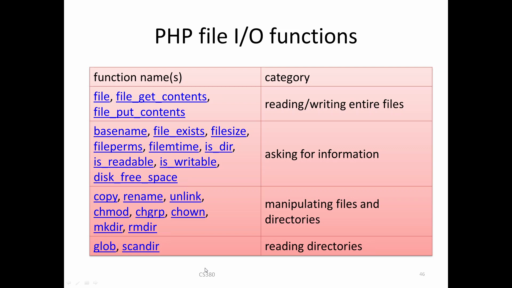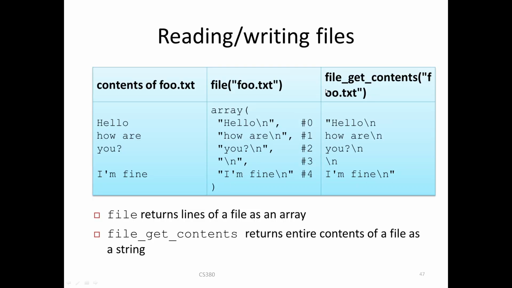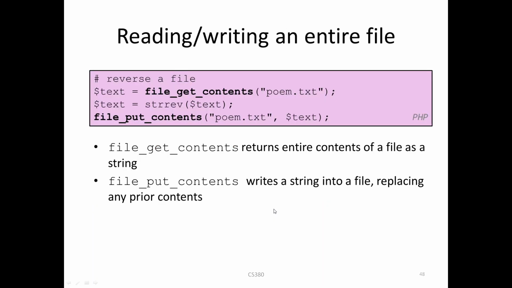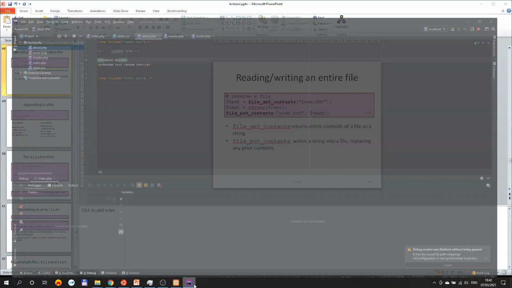Basically there are two ways you can read it. file will simply give you an array, one string for each new line. file_get_contents will give you the entire file as a string. So let's check one example. What it will do is take the file, display it, then maybe reverse it, and then save it into the same file. So let me do that for you.